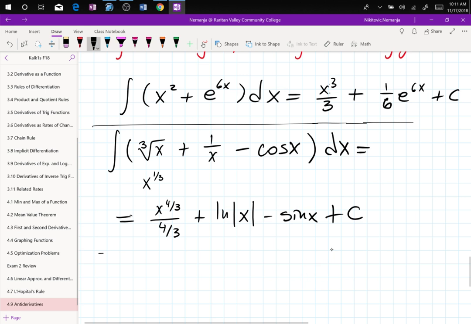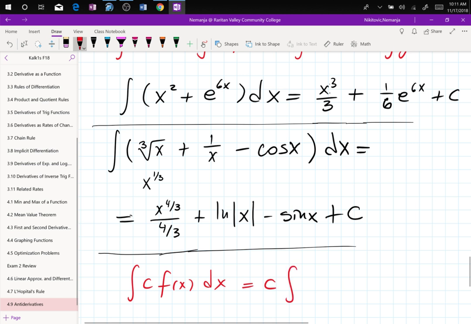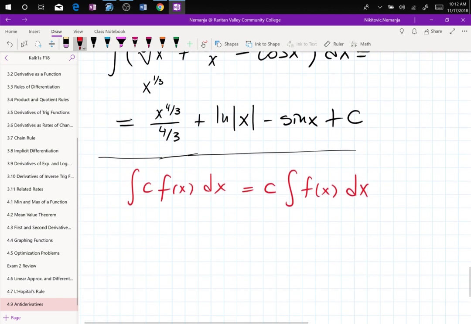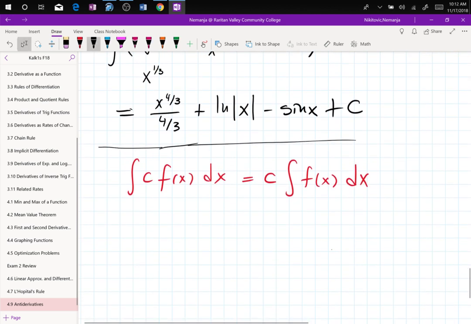Good. One more property rule, and this one is for the constant. If you have a constant times a function, dx, you can kick the constant outside of the integral, just like for derivatives. You kick the constant out. It's the same for limits. So integration has the same deal. Kick the constant out and just focus on working with the function.